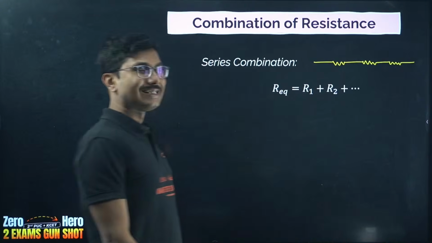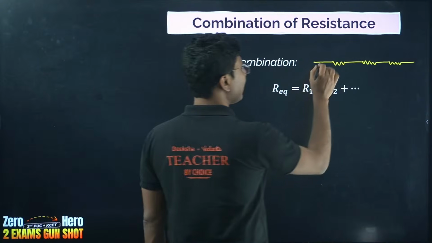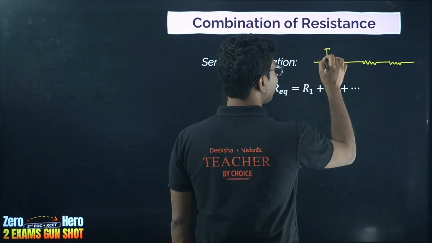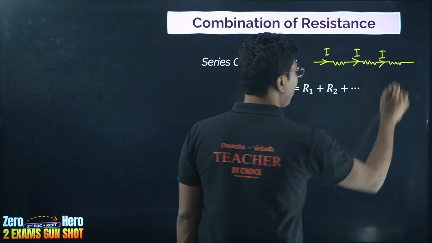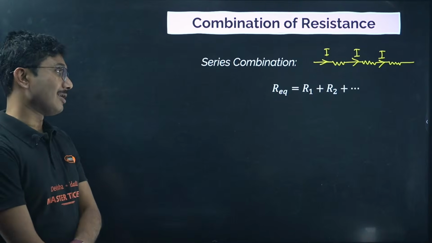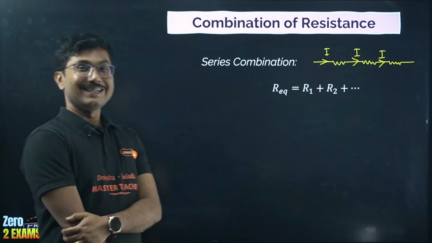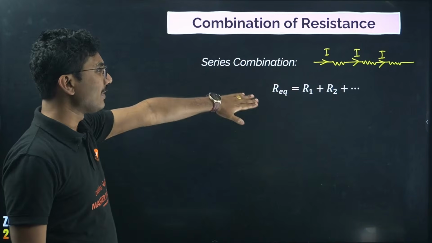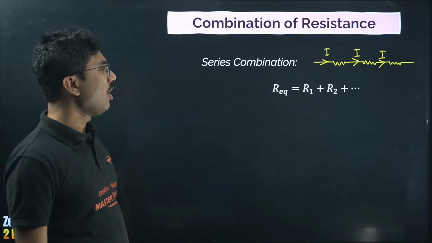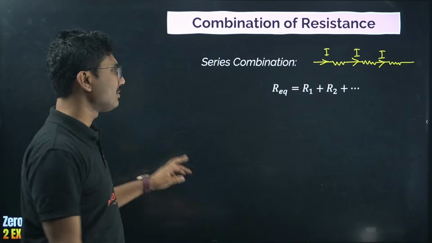Okay, this is called series combination. In series combination, current is constant. The same current flows through all the conductors, all the resistances. When a few resistances are connected in series, the current is constant, and the equivalent resistance is simple. We all know R1 plus R2 plus R3 plus dot dot dot.